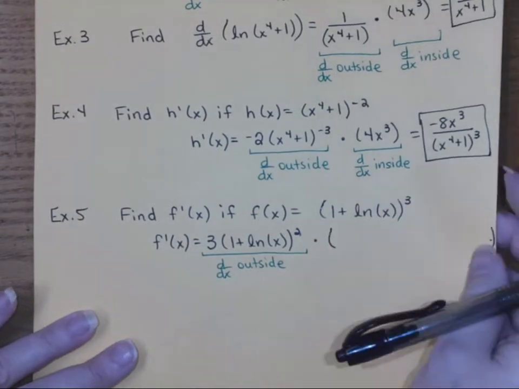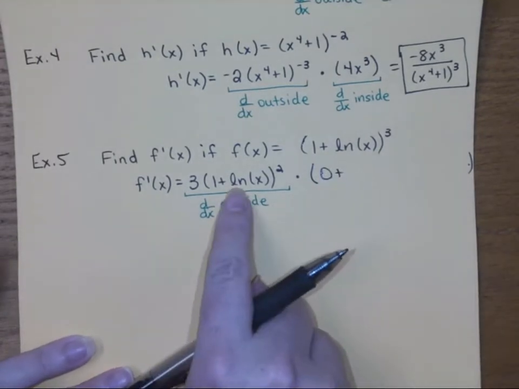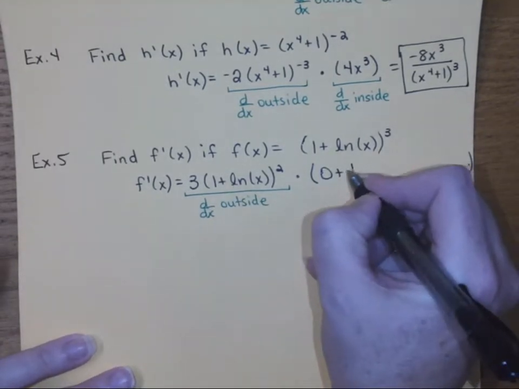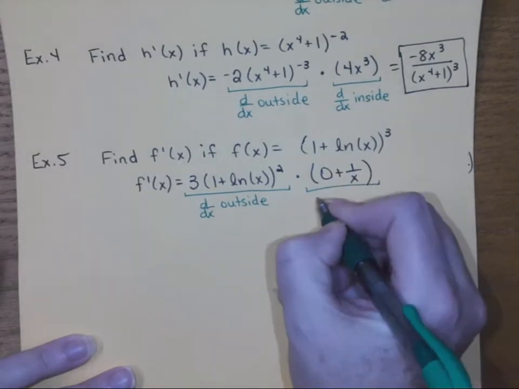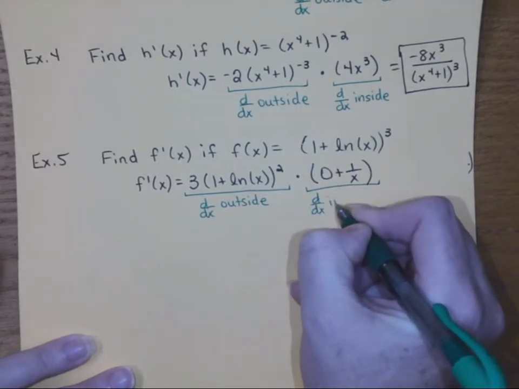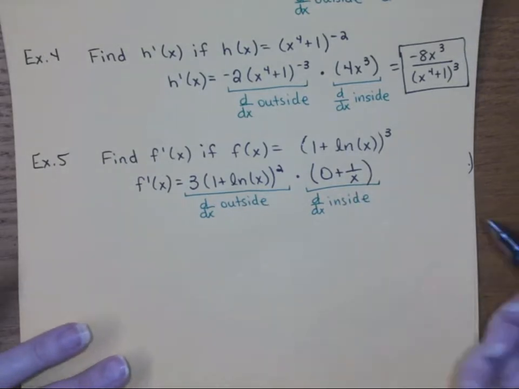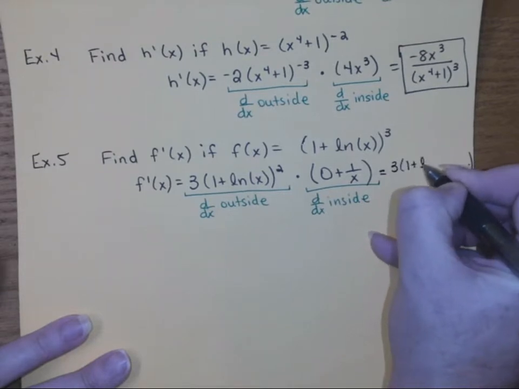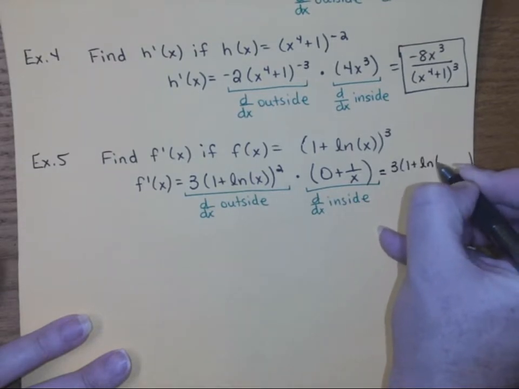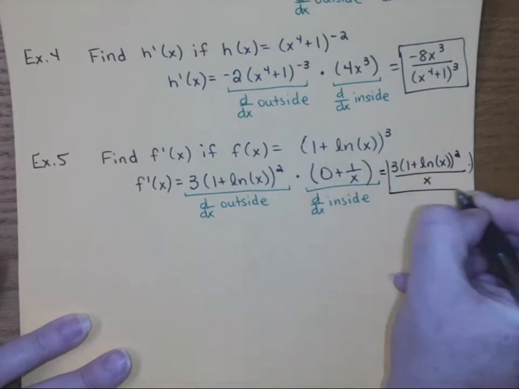So let's talk about that. The derivative of 1 would be 0, right? It's just a constant. The derivative of the natural log of x would be 1 over x. So this is the derivative of the inside. So if you work this out, you're just going to get the 3 times the parentheses 1 plus ln of x, squared on top, and then the x on bottom.